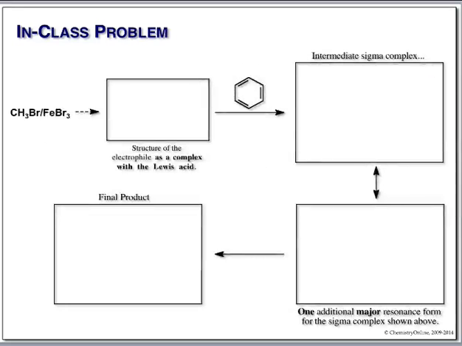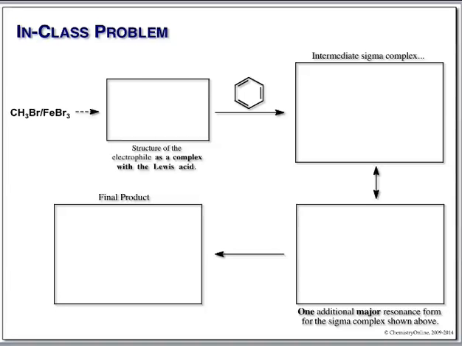Bromomethane, Lewis acid is iron 3 bromide. Mine's different. I have CH3Cl, AlCl3. Does it matter? Really? Me too. That's why I didn't do it. Okay, well, just pretend that you have the same thing I do. It changes. Change everything.